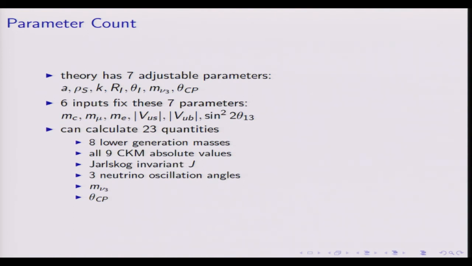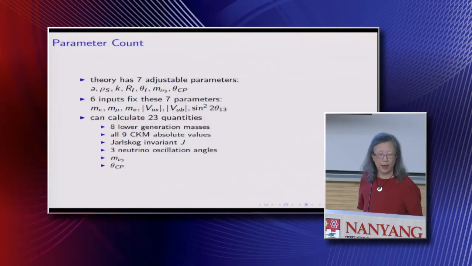Okay, so what can we calculate? We can actually calculate 23 parameters. So 8 of the lower generation masses, the 9 CKM elements, so that's the absolute values, plus the CP violating phase, or the delta, in this case we just chose Yau's quark invariant, and the 3 neutrino oscillation angles, and the Dirac mass of the heaviest neutrino, and then the theta CP from strong interaction.